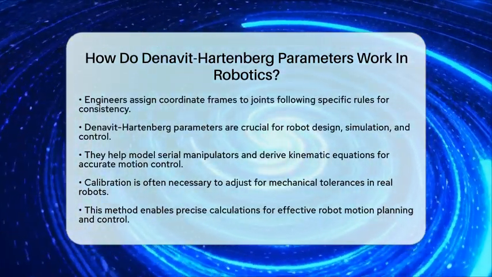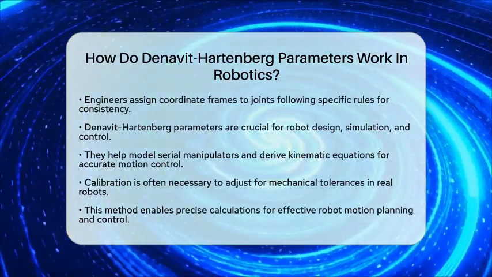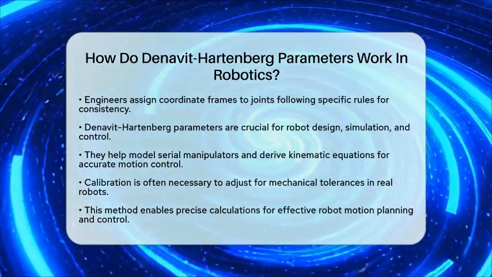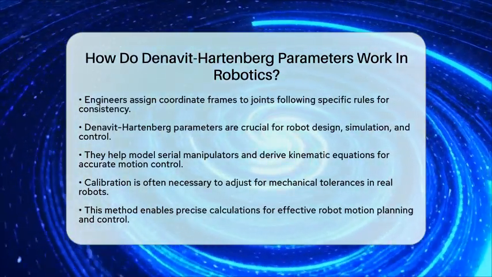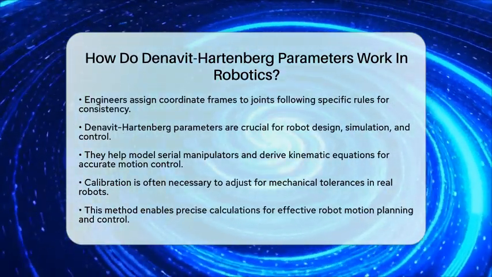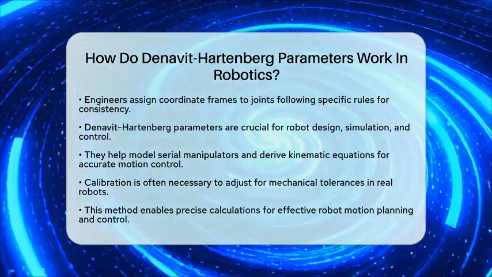While the Denavit-Hartenberg convention assumes ideal conditions, real robots often require calibration to account for mechanical tolerances and variations in assembly. This calibration ensures that the models based on Denavit-Hartenberg parameters accurately reflect the physical robot.